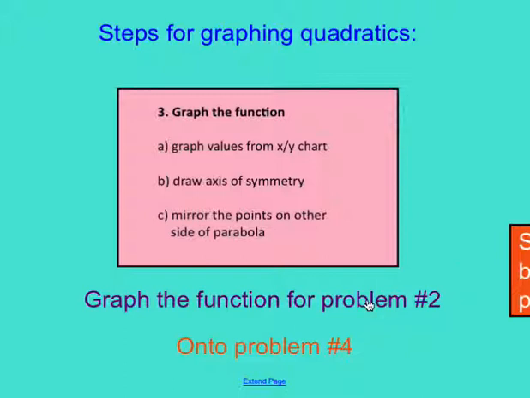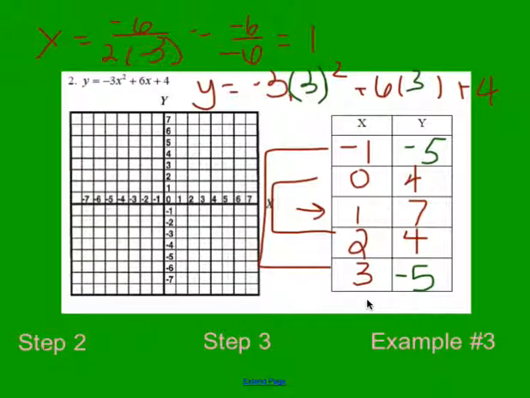Okay, so let's take a look at problem 2. Let's go ahead and graph what we've drawn now. So we're going over 1 and up 7, and I'm going to plot that point. So over 1, up 7, and I'm plotting that point. Then I'm going over 0, up 4, and plotting that point. And also I'm going over 2, up 4.